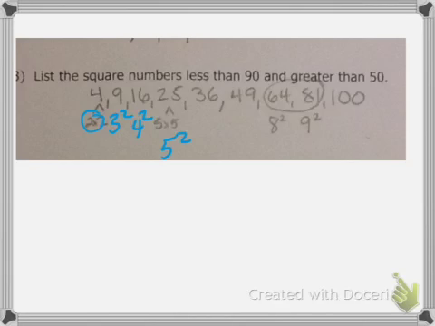And we're looking for the ones that are between 50 and 90, and that's these two numbers here, 64 and 81. Its square root is 8 for 64 and 9 for 81.